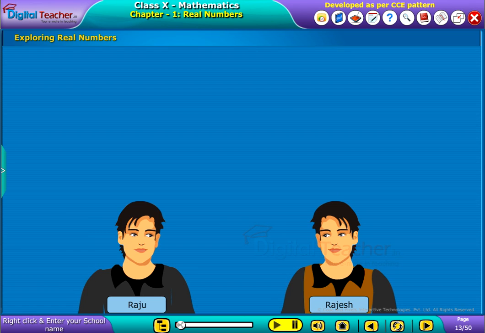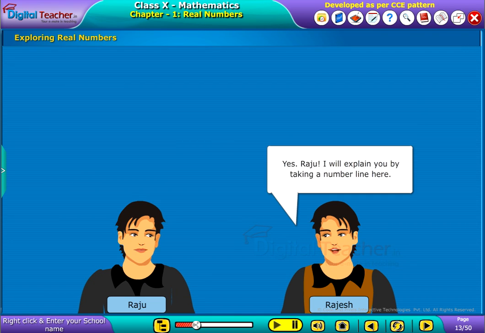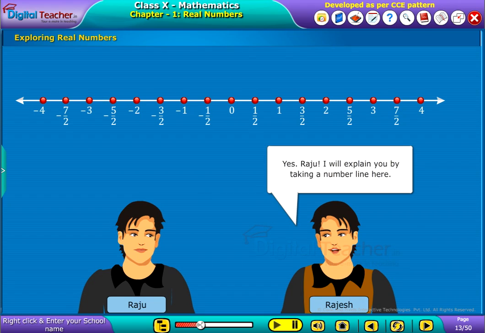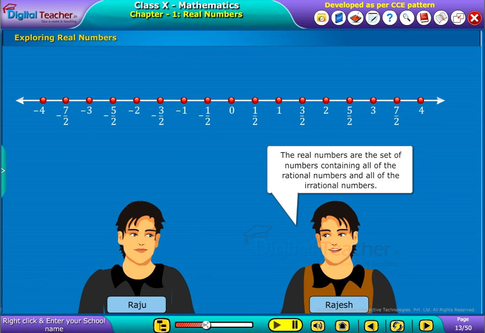Let us see a discussion between Raju and Rajesh about real numbers. Rajesh, are all integers also included in real numbers? Why? Yes, Raju, I will explain to you by taking a number line here. The real numbers are the set of numbers containing all of the rational numbers and all of the irrational numbers.